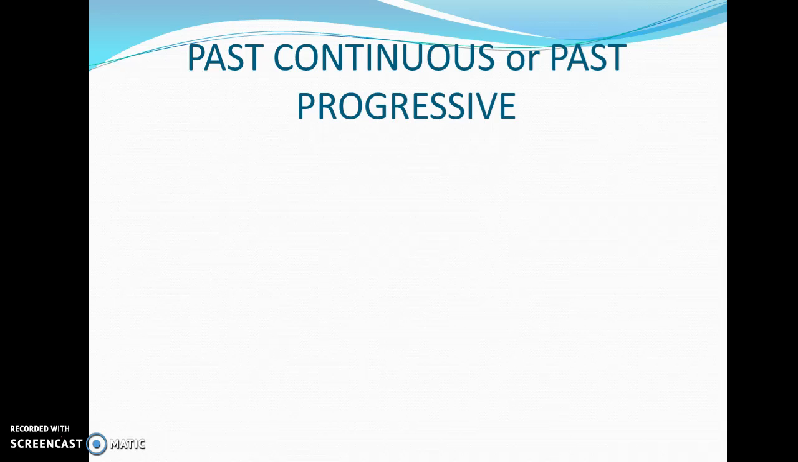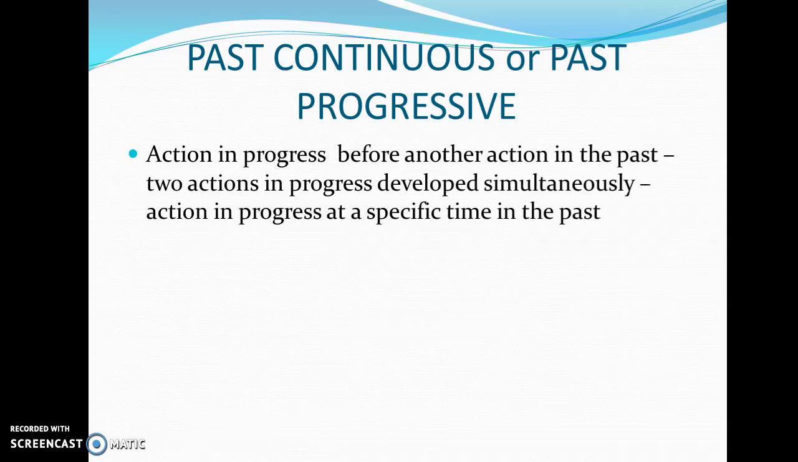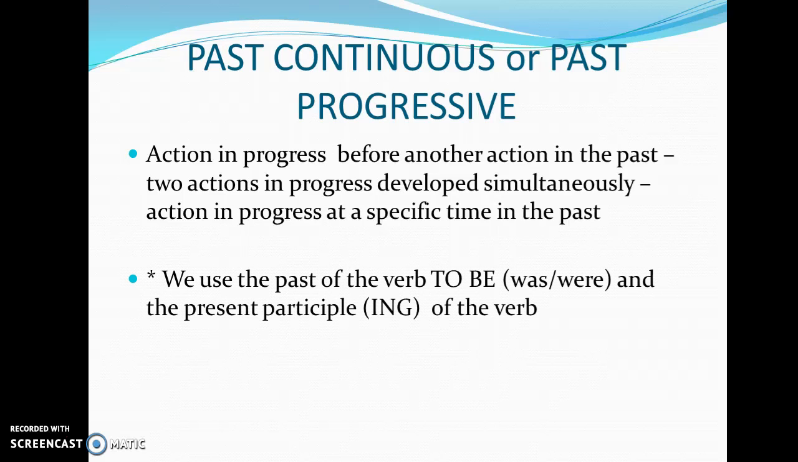Past continuous or past progressive. There is a little difference between the past continuous and past progressive, but that's not something we're going to study now. Some authors use continuous or progressive to mention this tense. What is the use? Actions in progress before another action in the past, or two actions in progress developed simultaneously. Actions in progress at a specific time in the past. We use the past of the verb be, was or were, and the present participle, that is the verb plus ing.